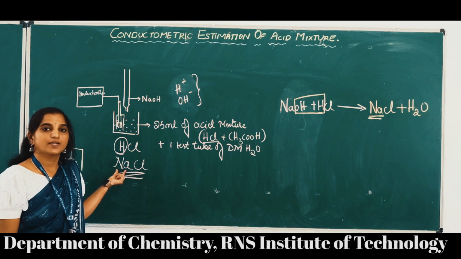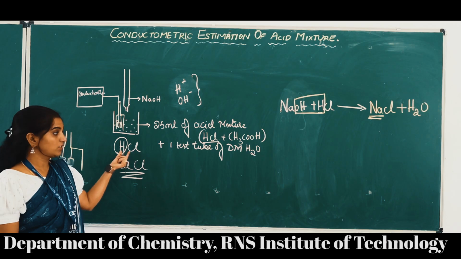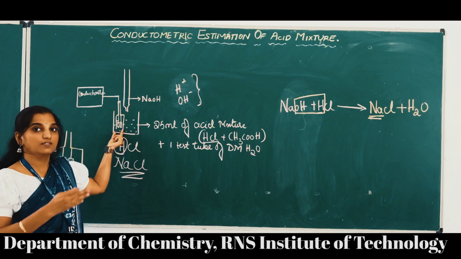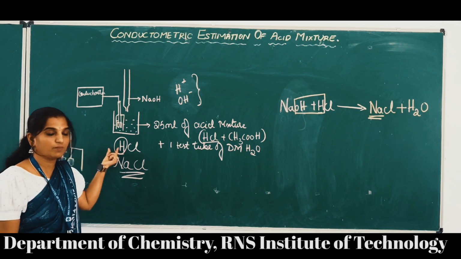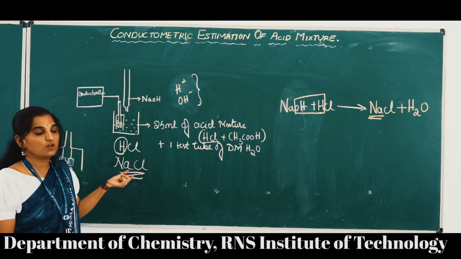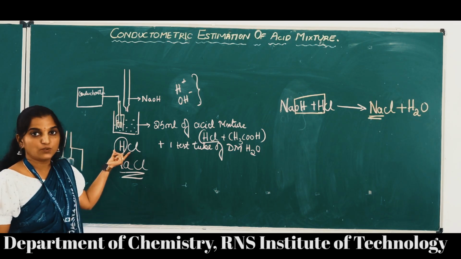When I give the demo for the experiment, I will show you how exactly the values decrease. So keep this in your mind. Initially the conductance decreases. Okay? It decreases because highly mobile H plus will be replaced by less mobile Na plus. This decrease in the conductance goes on till the HCl is neutralized.